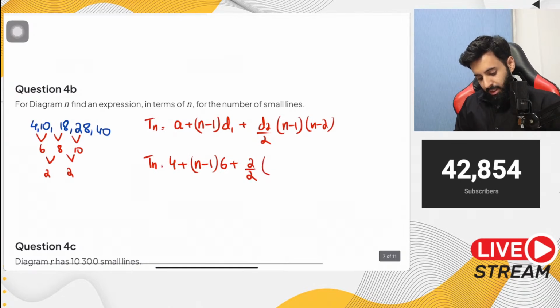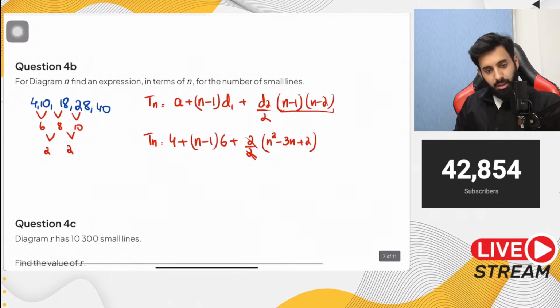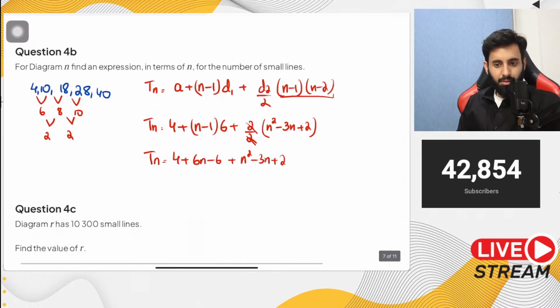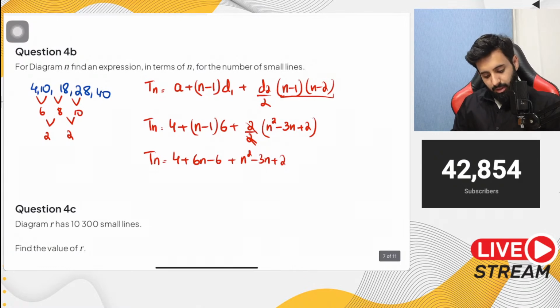And as I've said earlier, you can just memorize the expanded version for this. So it's going to be n squared minus 3n plus 2. The 2 and 2 get cancelled out. Now all you have to do is simplify this. So 4 plus 6n minus 6 plus n squared minus 3n plus 2. If you simplify this, here's what we get: n squared. 4 plus 2 is 6, 6 minus 6 gets cancelled out, so we can ignore it. 6n minus 3n is plus 3n. So n squared plus 3n is your final answer.